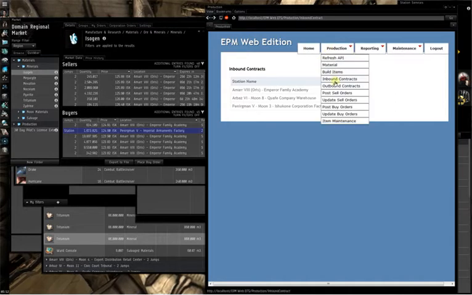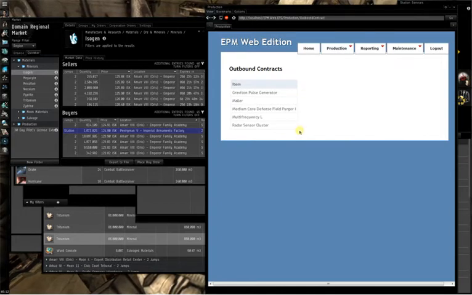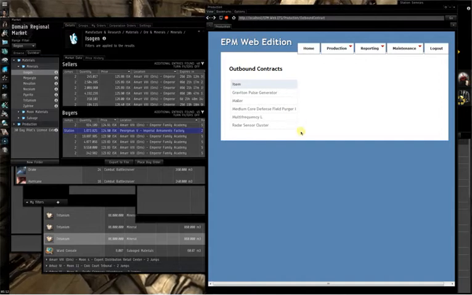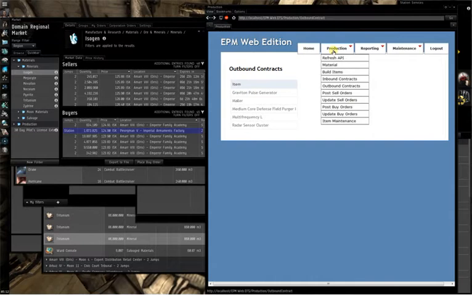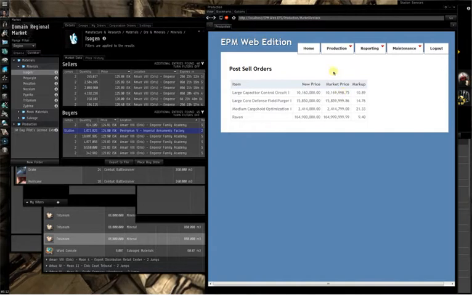And then outbound contracts, very similar. These are the items that aren't in a hangar at my market sell location and need to be replenished. Typically, this is refilling the hangar even as I continue to have items selling on market. It's just a way of identifying what needs to go to market. The next thing I look at, and it starts to get a little more interesting, is post-sell orders. And this is what I've sold today.